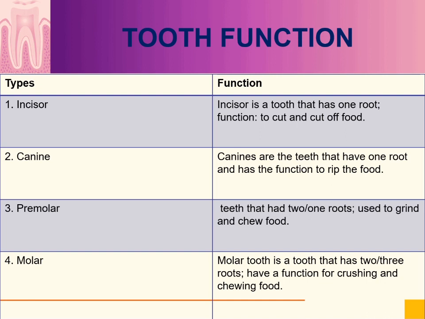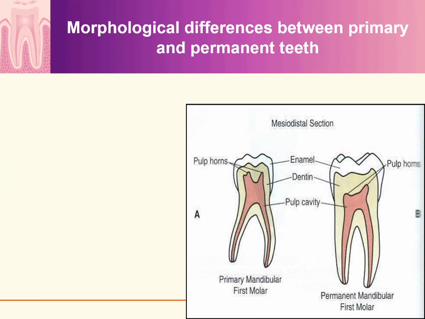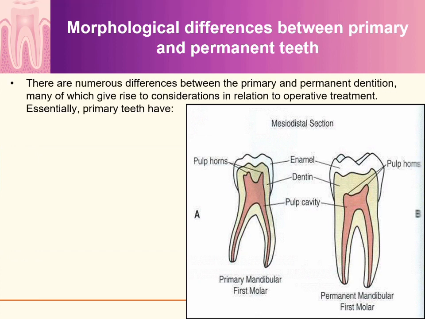Periodontal ligament. Teeth structure. Primary teeth. Permanent teeth. Tooth function. 1. Incisor. An incisor is a tooth that has one root. Its function is to cut and cut off food.